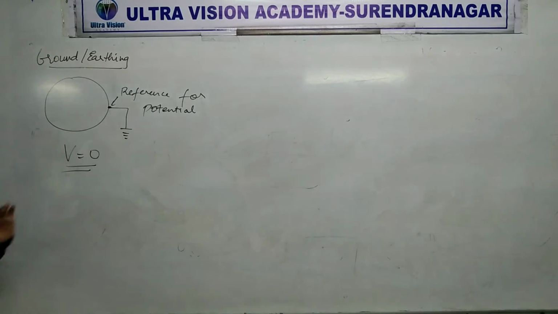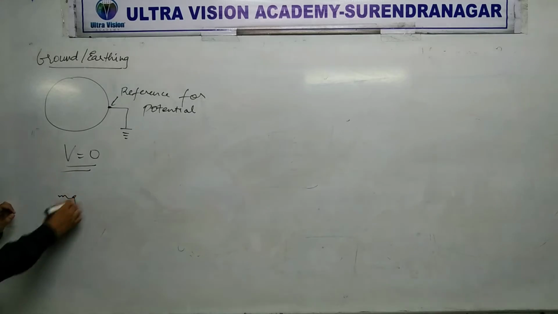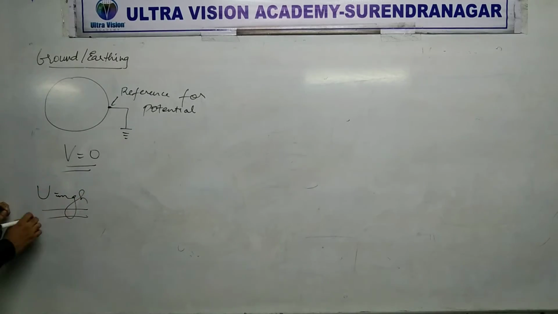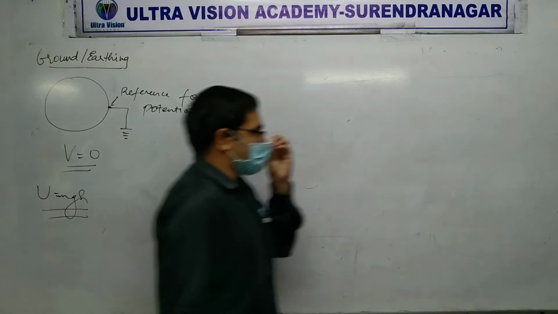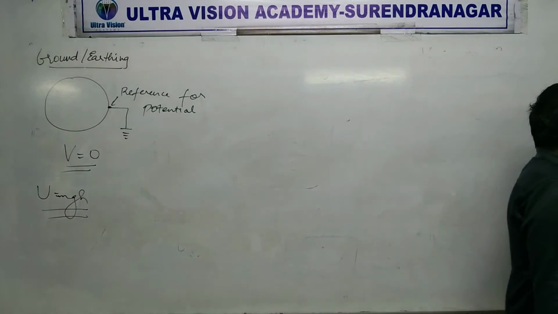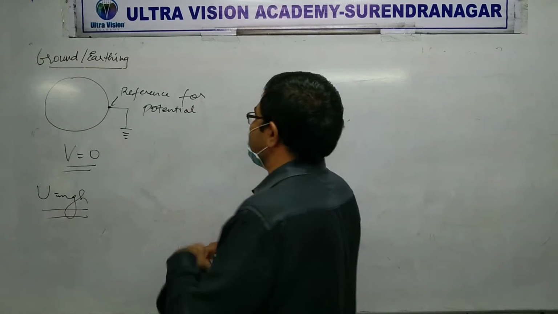Do you remember when we used to take U equal to mgh? We often used to take the reference at the ground. So this idea has a similar logic going on, right? When you connect something to the earth, we say that it is at 0 potential. Remember, it's a reference.